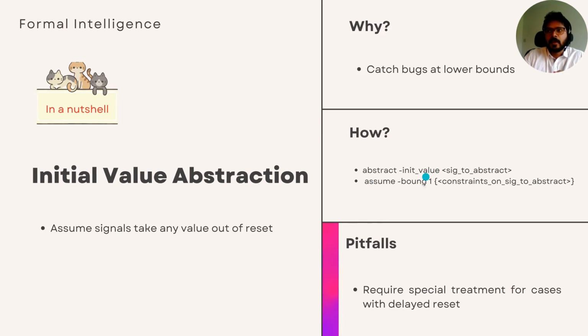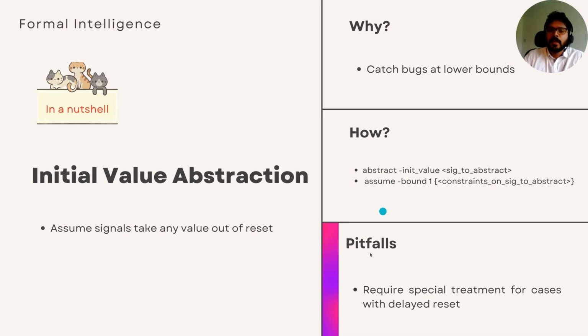Here I'm assuming a value 1 on the first cycle after reset. It's important to note that from cycle 2 onwards, the abstracted signal will be driven by the RTL itself and not your abstraction. So whatever you need to do needs to be done in cycle 1 in this case.